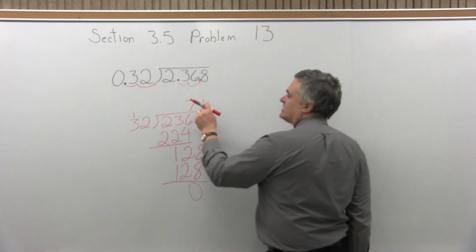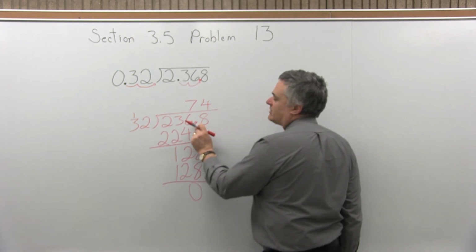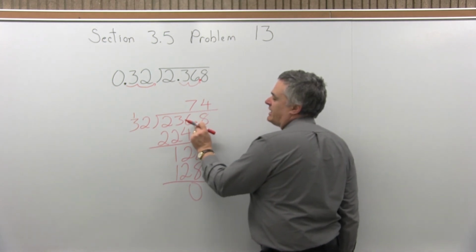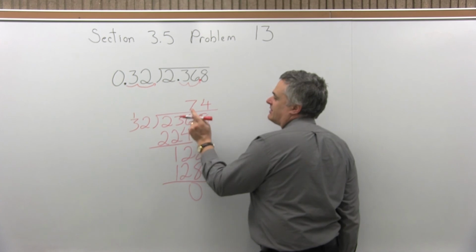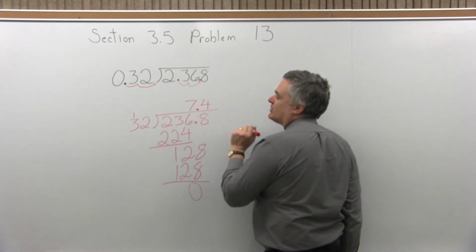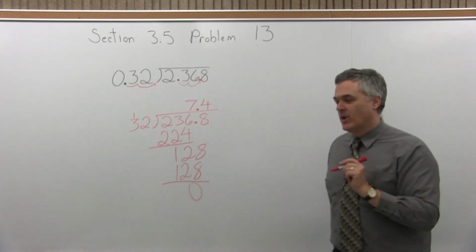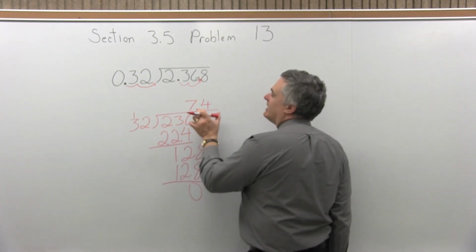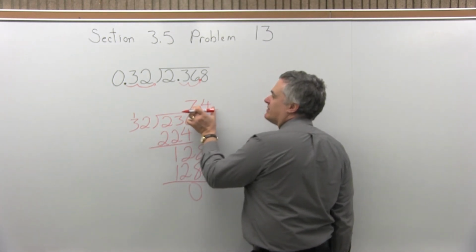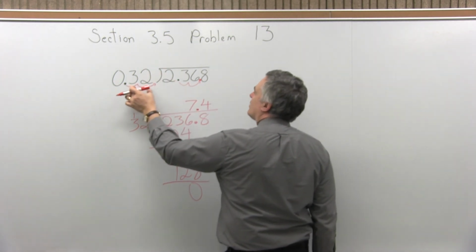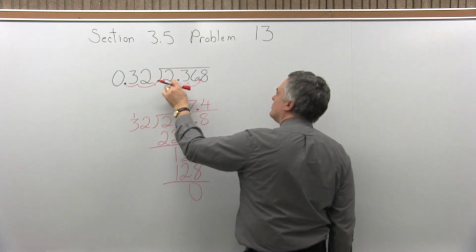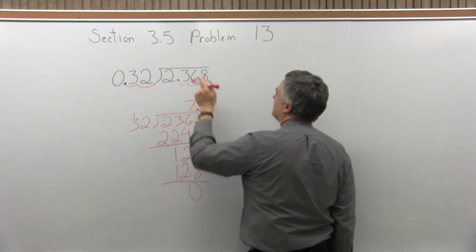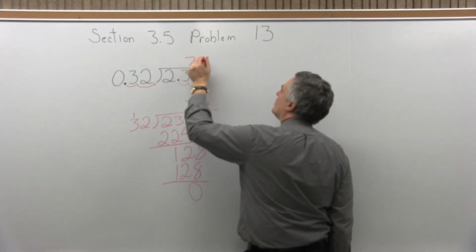Now, as the answer, I've written 74. It's really not 74 because that decimal in the division underneath has to come straight up. So the answer is 7.4. How many times will 32 divide into 236.8? It'll divide in 7.4 times. So how many times will 0.32 divide into 2.368? The same number, same answer, 7.4 times.